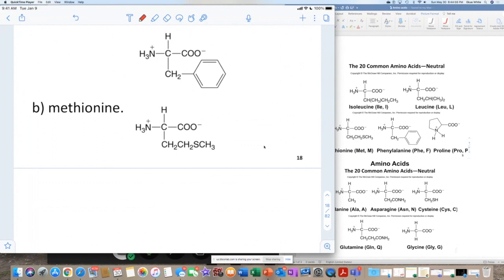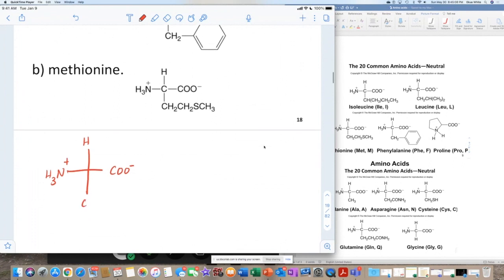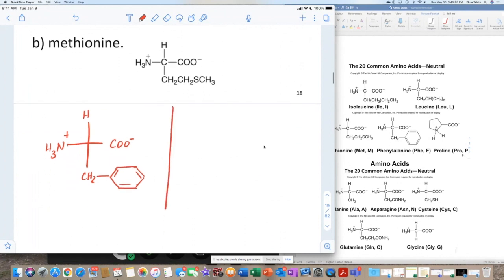So I have this: COO minus, H, and NH3, CH2, and then my benzene ring right here. Okay, so I'm going to draw my mirror image. I wonder if I can be innovative.